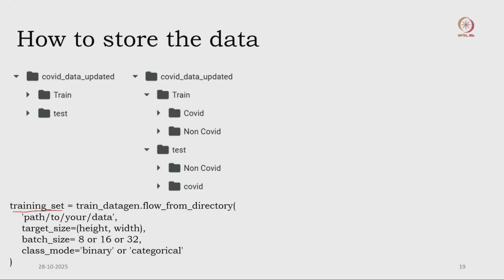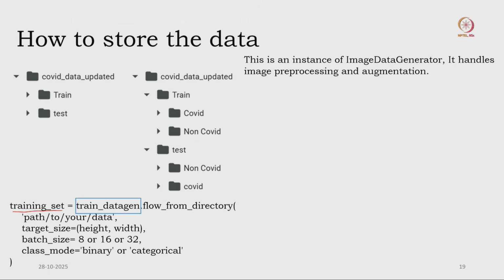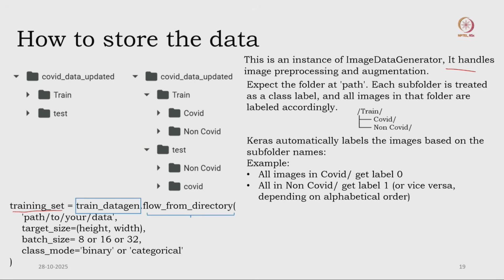So, what exactly does this mean? Every image in the training set will be going through all of these data augmentation parameters. That is what is written here. It handles the image pre-processing and the data augmentation. Flow from directory, we have seen that it expects subfolders.